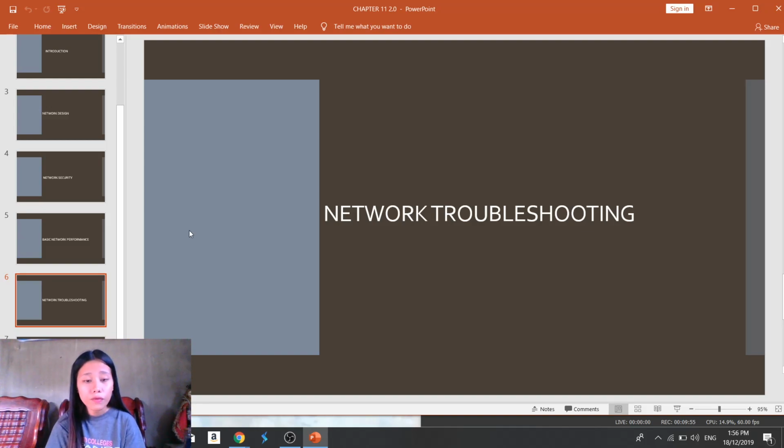If needed, the files can be copied to the router or switch from the TFTP server or USB drive. So that's all for the summary of chapter 11.